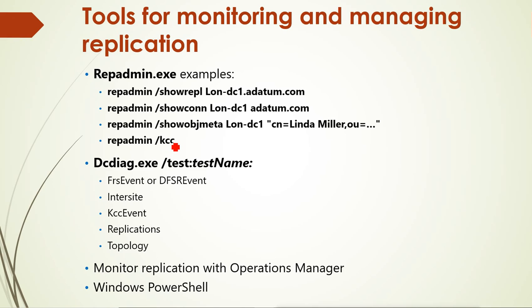We can use DCDiag, the domain controller diagnostic tool, to test the site name. It will check the site name. It will show you the FRS event or DFSR event, or inter-site KCC event, replication or topology event. Then we can monitor replication with Operations Manager, or we can use PowerShell also for monitoring or managing it.